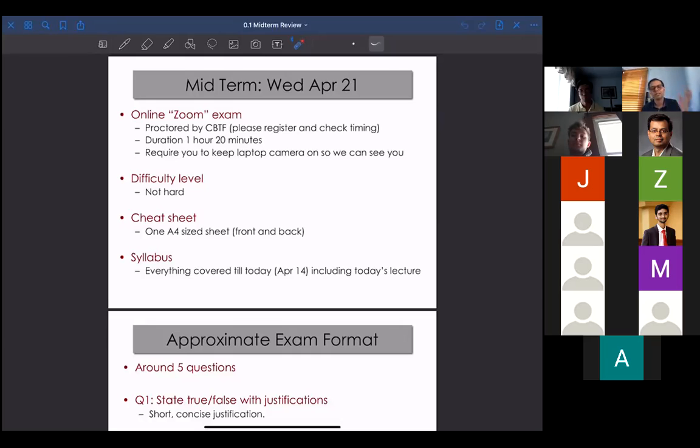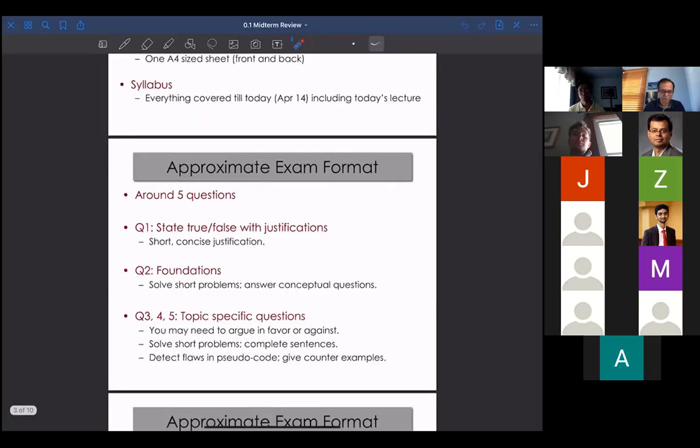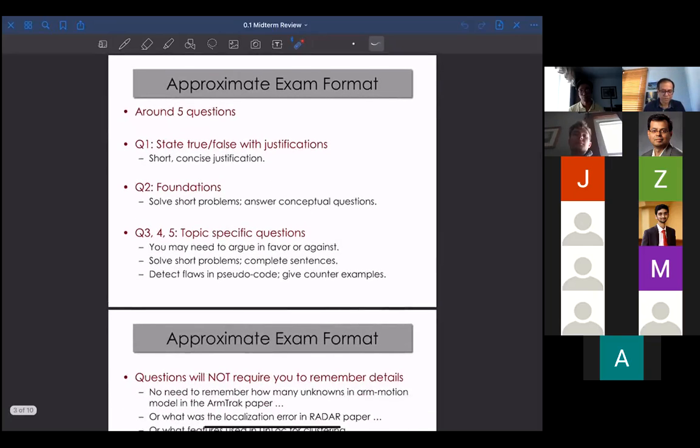Of course, on optimization and acoustics, there's going to be less content, fewer questions from the later part, the optimization and acoustic cancellation part. Approximate exam format: around 5 questions, I think 5 questions.